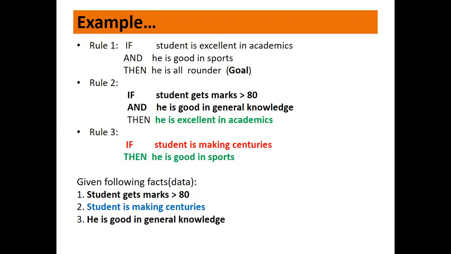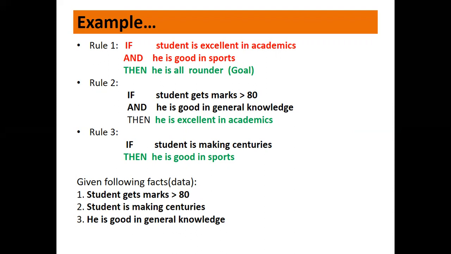Now using these sub goals, we'll try to get the goal. Again, to get the goal, we need these sub goals to appear in the if part of the rules. Now, he is excellent in academics is already part of rule 1. You see, student is excellent in academics. He is good in sports is again part of the condition. He is good in sports, right? These two sub goals are appearing in the if part of rule 1. So we could achieve the final goal that he is all-rounder. Is it fine? This is forward chaining using an inference chain.